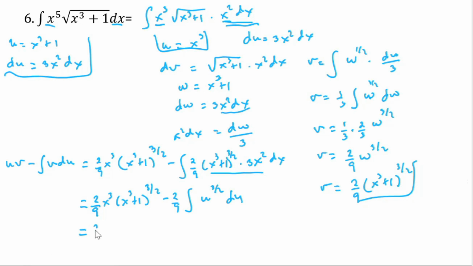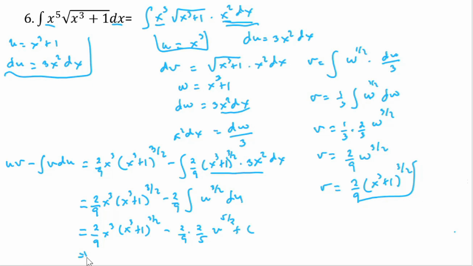So rewriting the first term, I have 2 over 9 of x cubed times x cubed plus 1 to the power of 3 halves minus 2 over 9 times u to the power of 5 over 2, and take the reciprocal of 5 over 2 to be the coefficient. We have now 2 over 5 plus a constant. So finally, we're just going to simplify the second term.